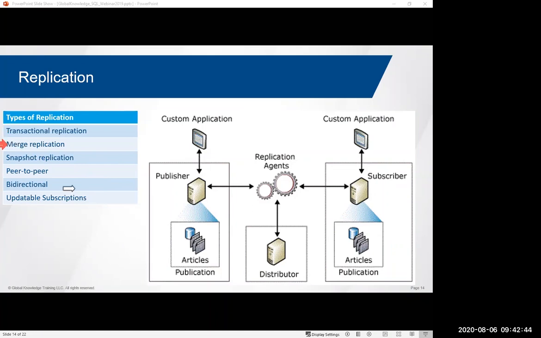Merge replication allows any node participating in the replication to make modifications to the data, and we'll sort it out once it's replicated to the other nodes. We have snapshot replication, which is basically a bulk load option for replication. Transactional replication supports peer-to-peer mode, in which case we can have the data going in both directions. And we also have updatable subscriptions so that you can make modifications to a subscription and have that flow backwards.